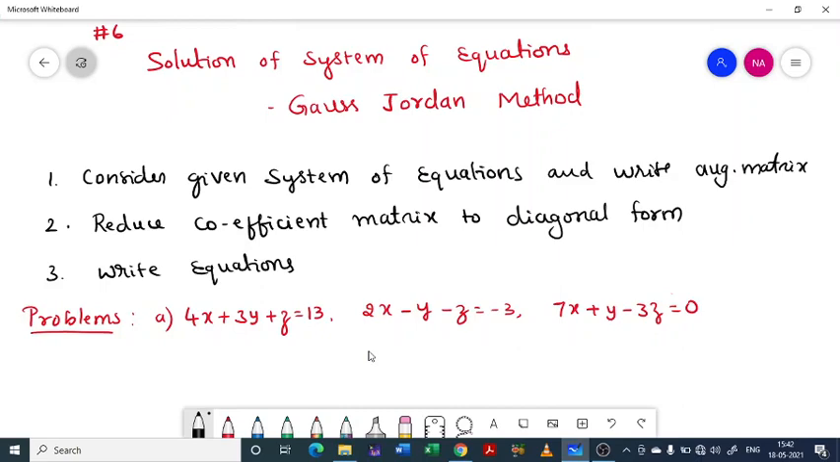Now Gauss elimination method: a system of equations will be given and our aim is to find the solution of that system of equations. The procedure is we will consider the augmented matrix for the given system of equations, then we will reduce the coefficient matrix to upper triangular form, then from that we have to write equations again, then from those equations using back substitution method we will find the solution. That is the procedure we need to follow whenever we prefer Gauss elimination method.